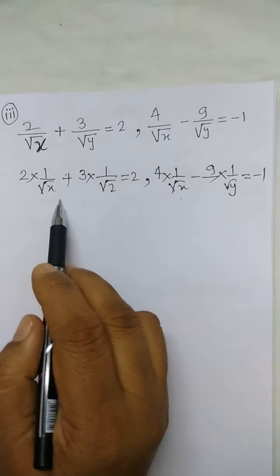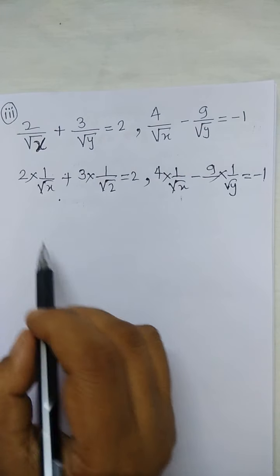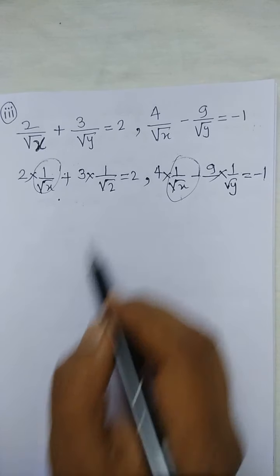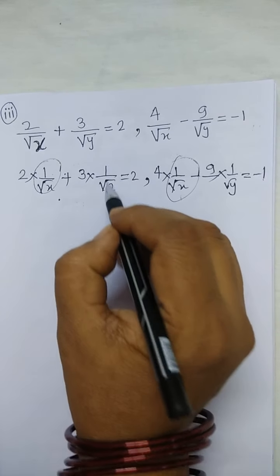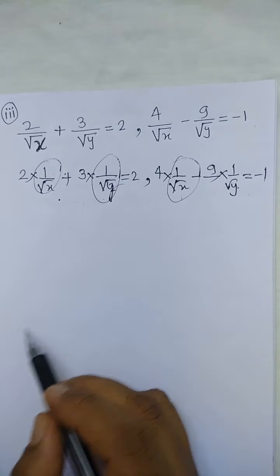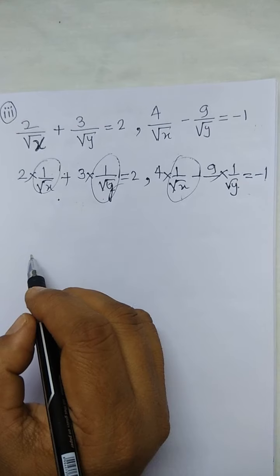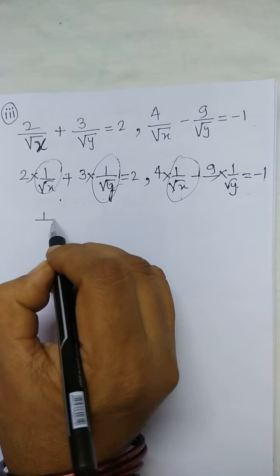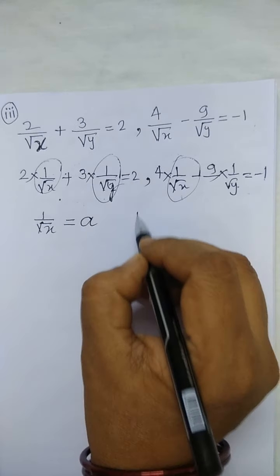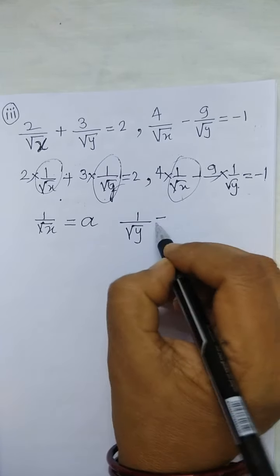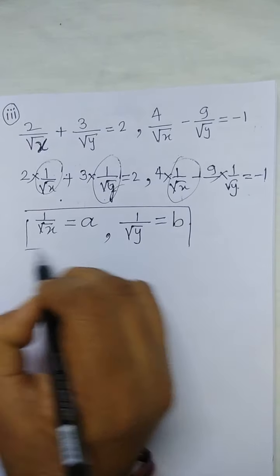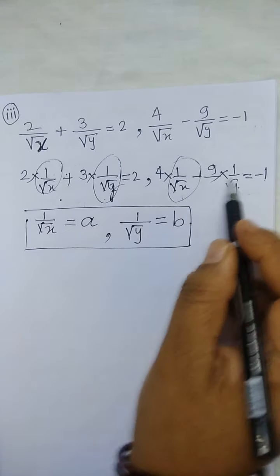2 ones are 2, 2 by root x. Again you will get the same thing. Now 1 by root x is here in both the equations, and 1 by root y is again here in both the equations. So what should we do? We should substitute 1 by root x equals a, suppose, and 1 by root y equals b, suppose. Now we have to substitute these values in these equations.